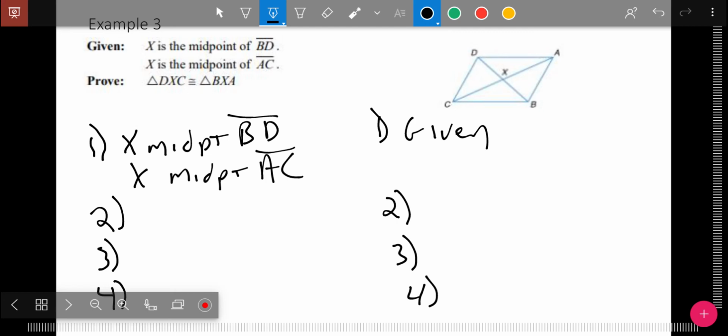Again, proofs. Step one is the given. X is the midpoint of segment BD. X is the midpoint of segment AC. That was all given, so I just rewrote the given in my first step. Again, there are two initial parts of a proof. One is, what is the given telling me? Two is, what am I just expected to see?